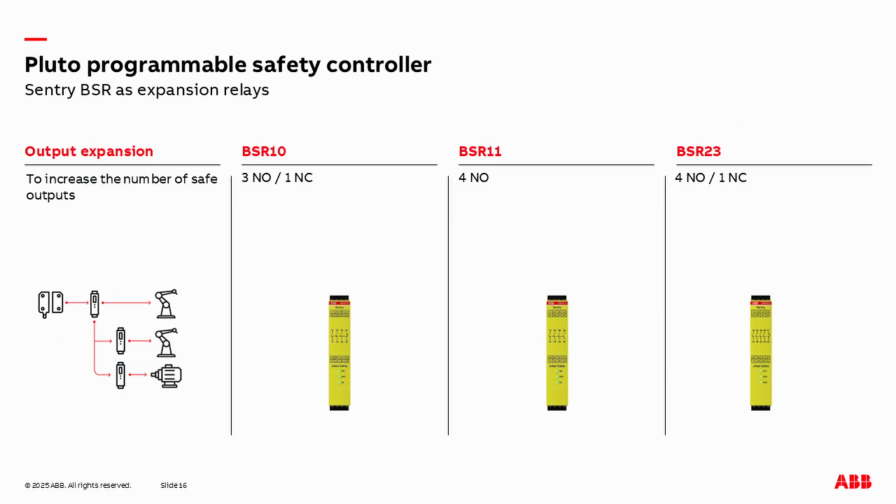Next one. We have some different expansion relays, like the BSR10, 3NO, 1NC, already mentioned, BSR11, 4NO, or the BSR23 with 4NO, 1NC. The advantage of the BSR10 and BSR11 is that it's monitoring itself. So you have the possibility to just connect the safe output. But with the BSR23, you must connect a feedback signal to the Pluto and use a safe input to monitor its state. Depending on application or what suits your needs, it's just to select one of these.